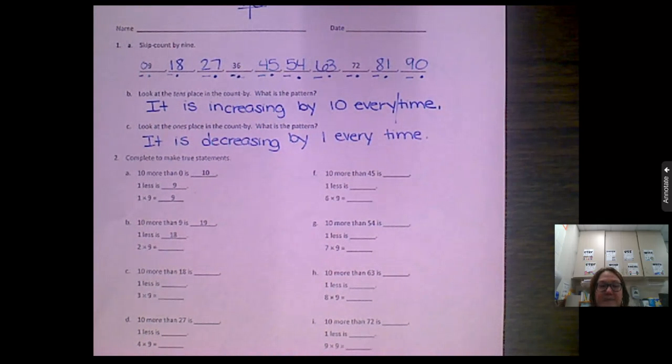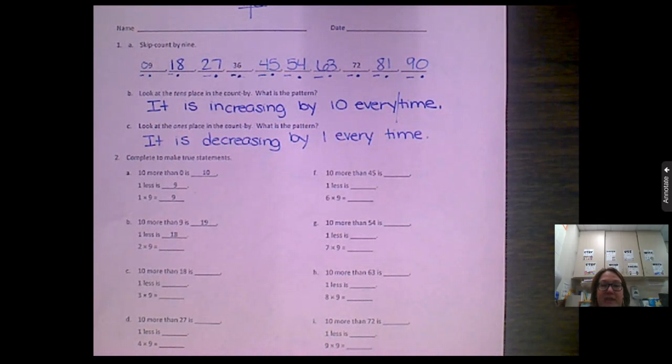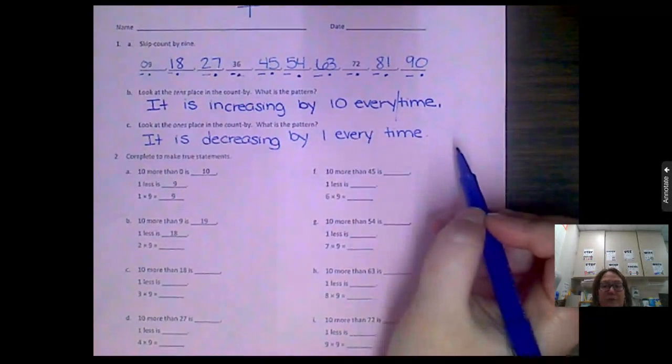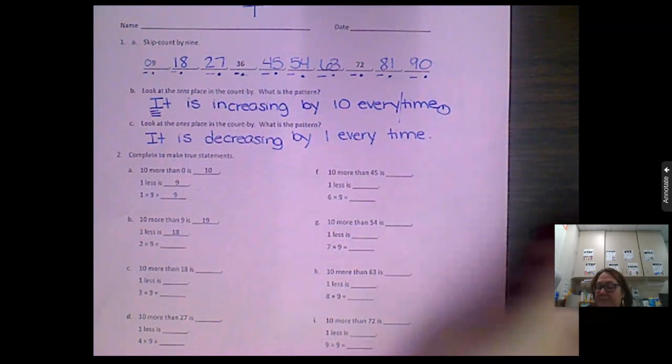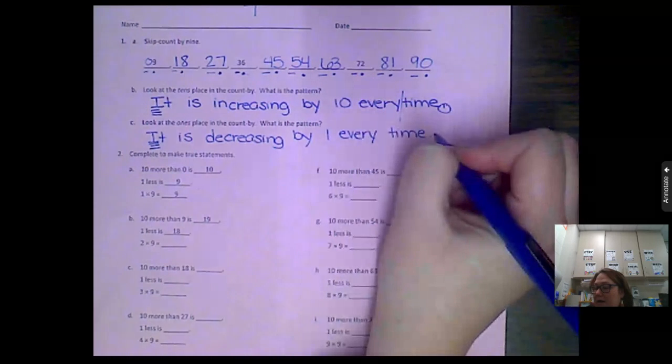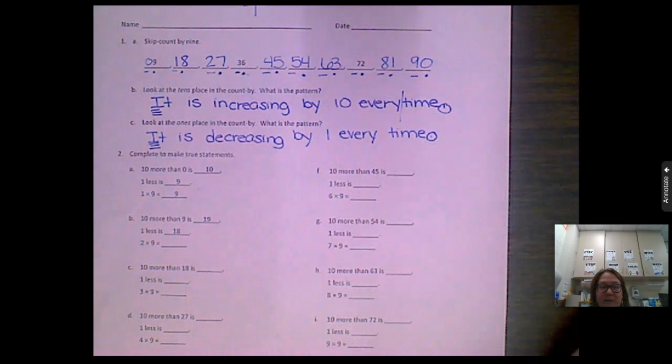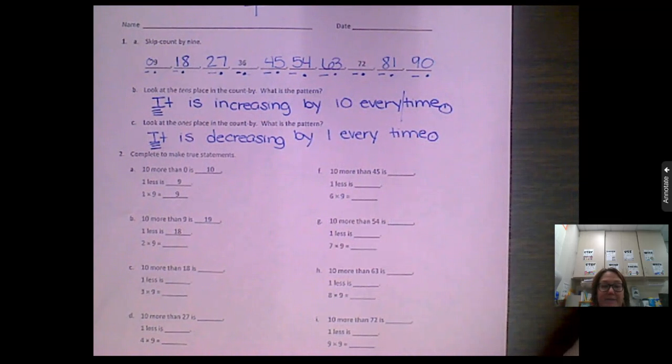Okay. Ready to move on? Is everyone okay with that? And we wrote for both of those, we wrote complete sentences. So make sure that both of your sentences begin with a capital letter and they end with a period. Even though we're doing math, we can still make sure that we have complete sentences, right?